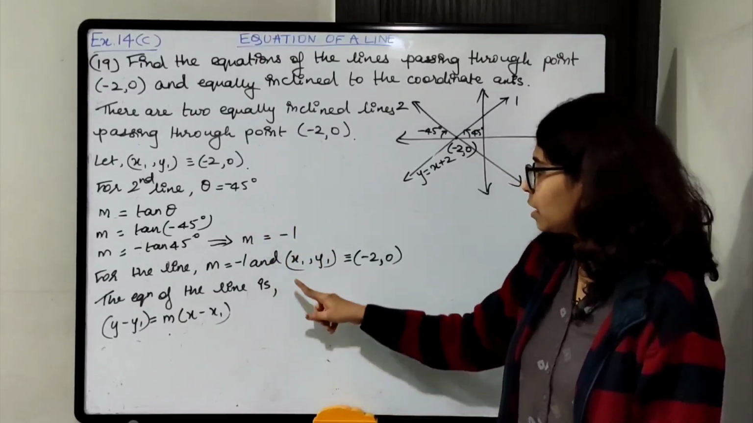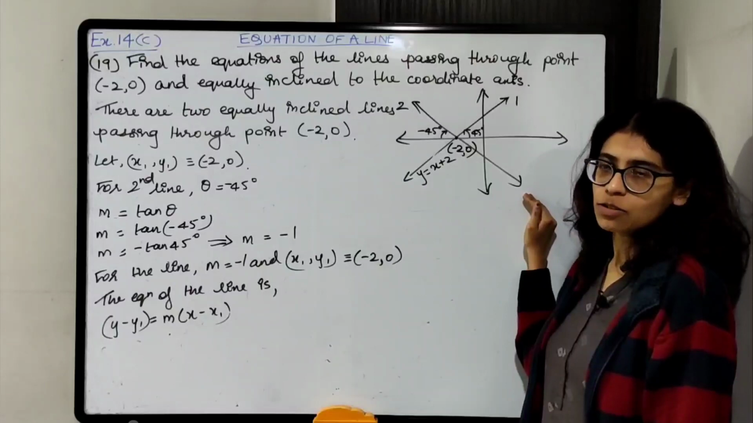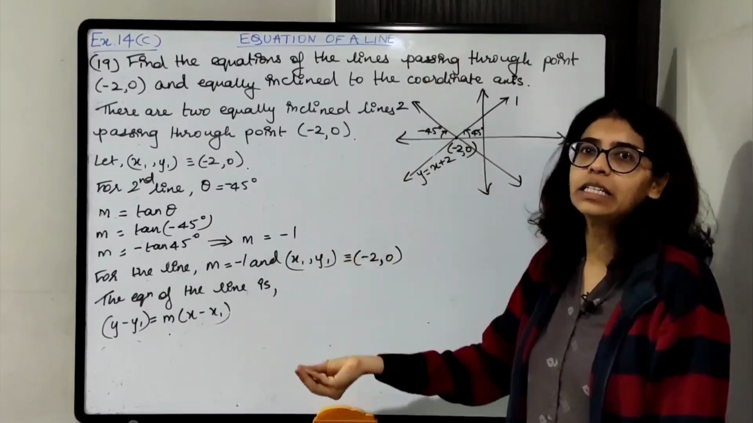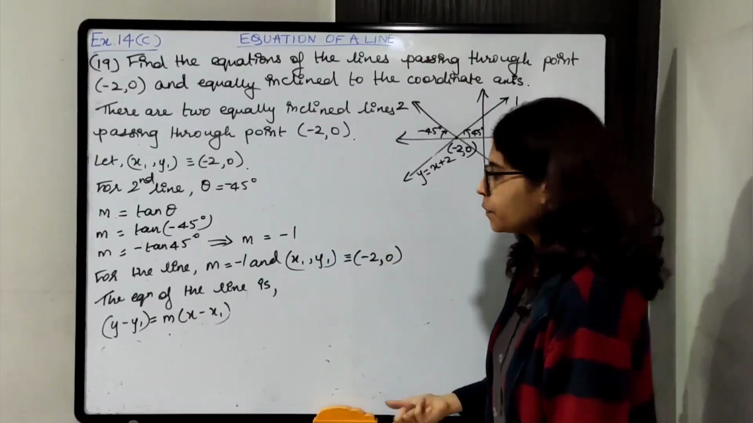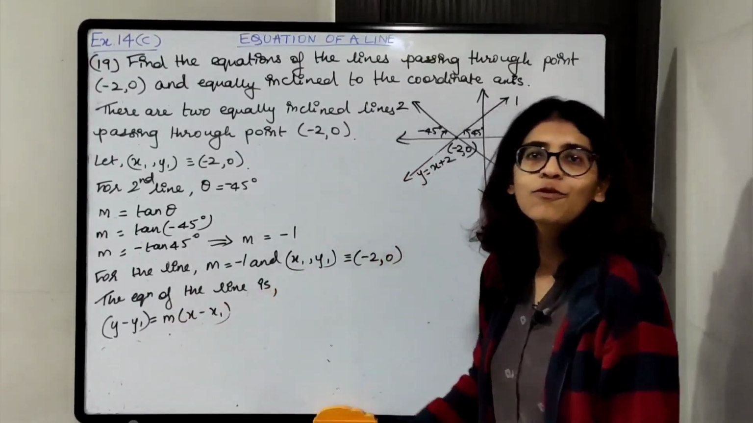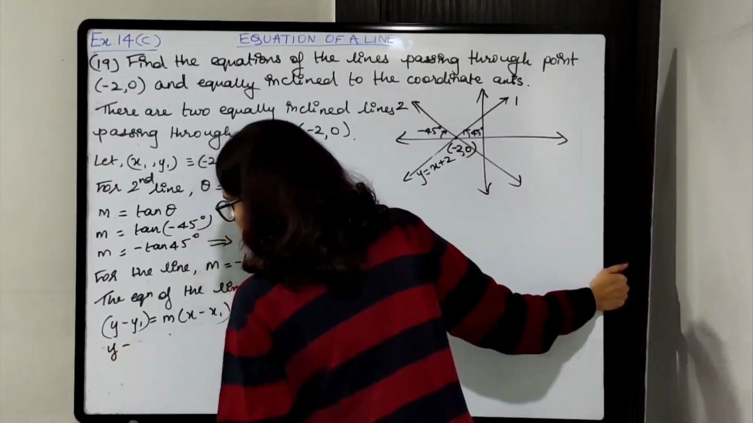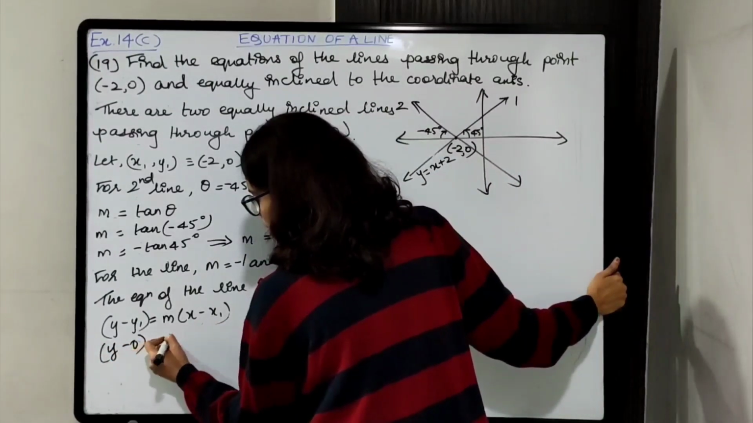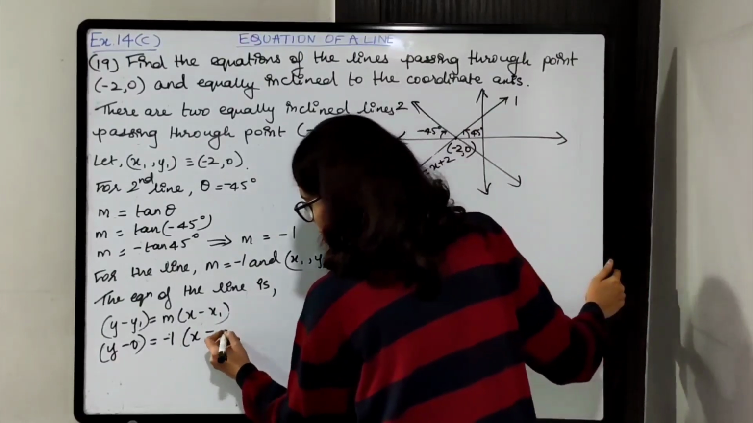Okay, x1 y1 is the same because it is passing through the same point. So this point is lying on the first line also and the second line also. It is lying on both. Okay, so x1 y1 is minus 2 comma 0. Equation of the line, same formula. Put the values of x1 y1 and m. y1 is 0, m is minus 1, and x1 is minus 2.